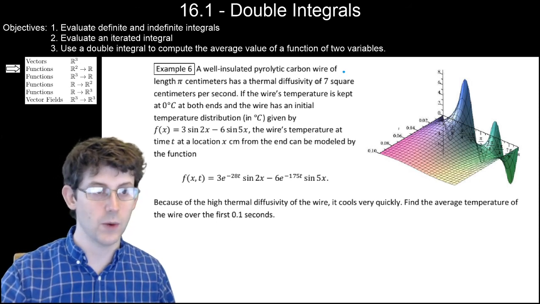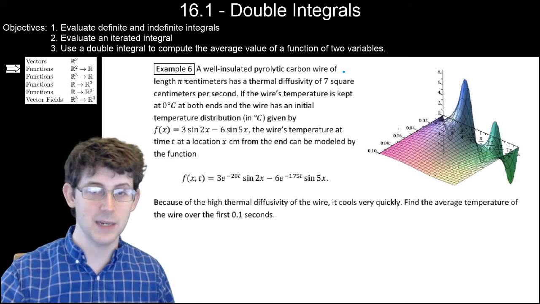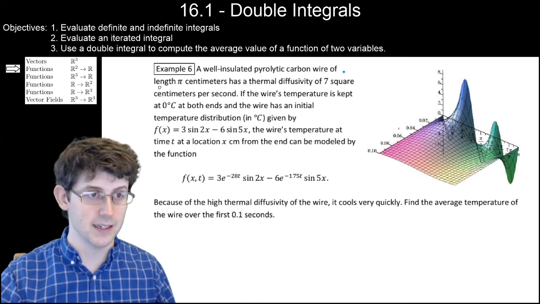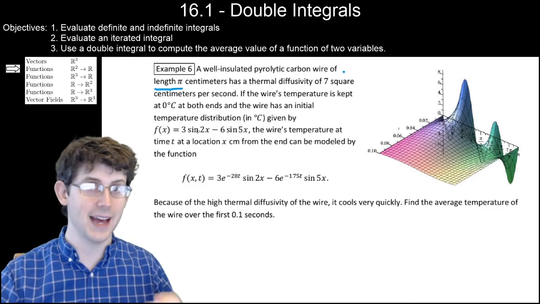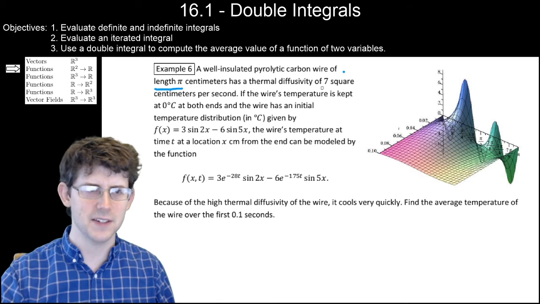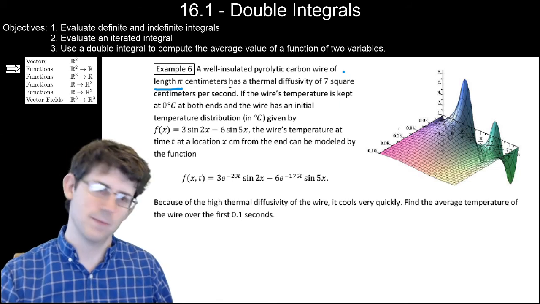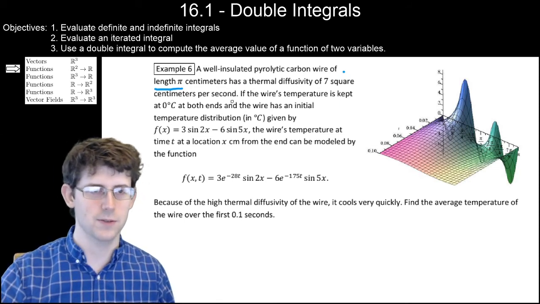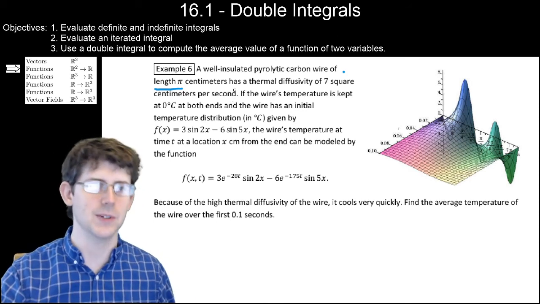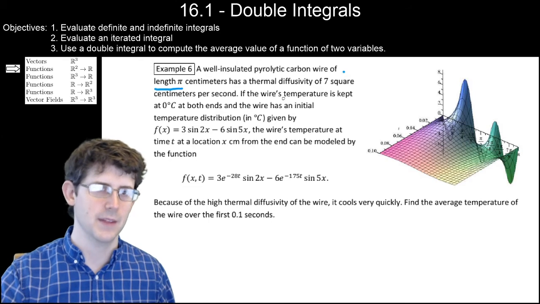So we've got a carbon wire. Its length is pi centimeters. That matters because we're going to be taking a double integral, and so this tells us the bounds on the x variable. It has a thermal diffusivity of 7 square centimeters per second, which we are in no circumstance to figure out what that has to do with anything. But in a differential equations class, you would know what that does.